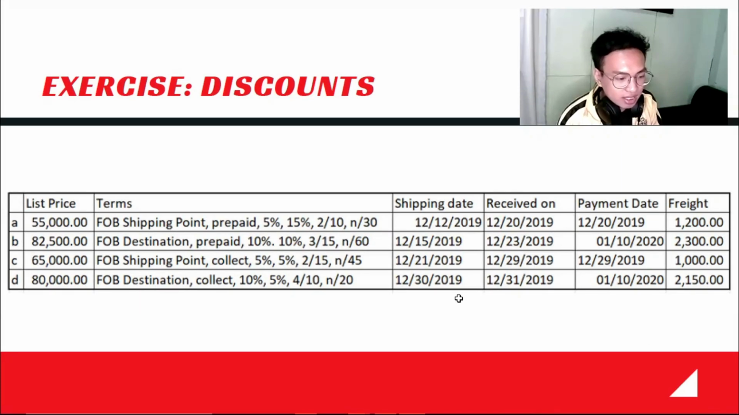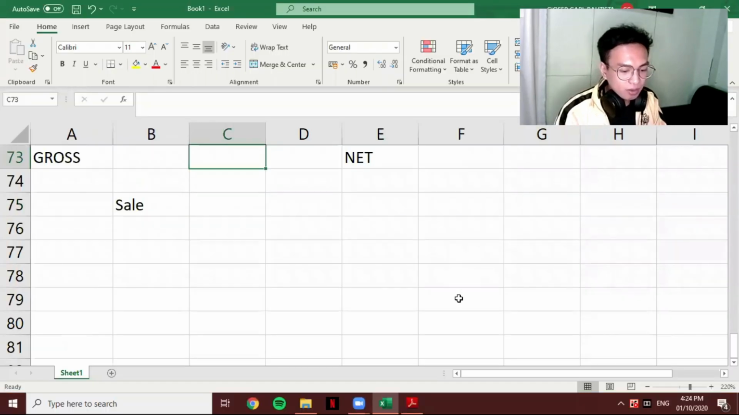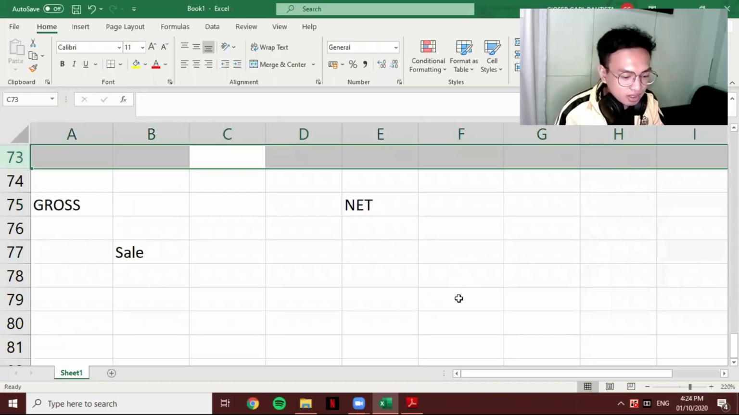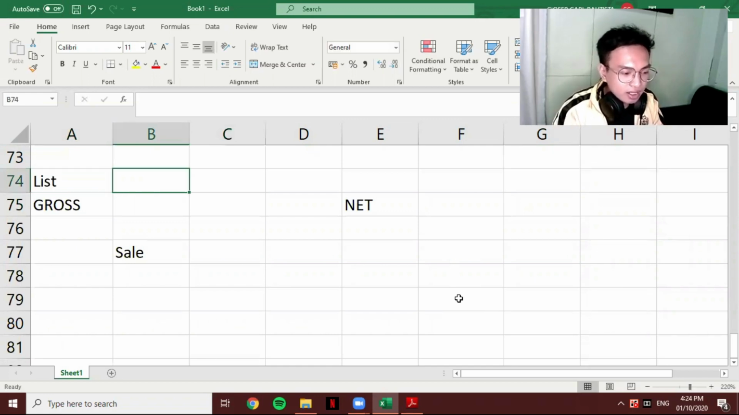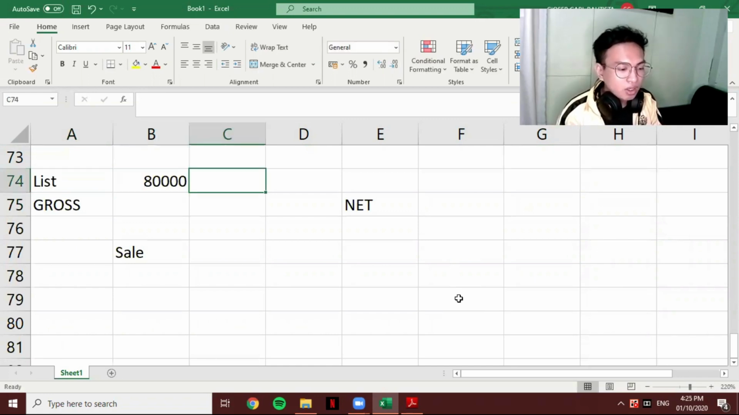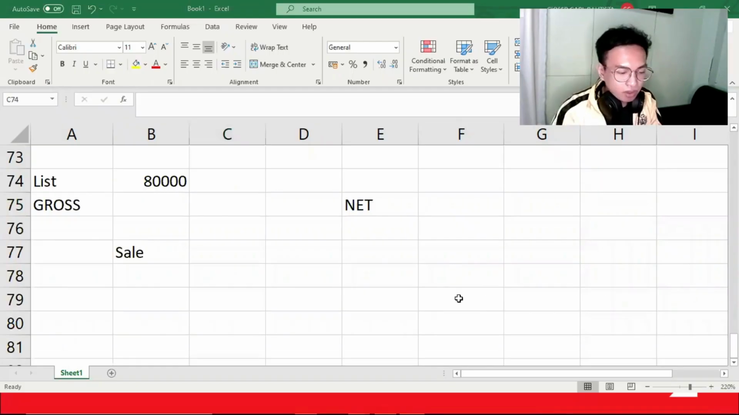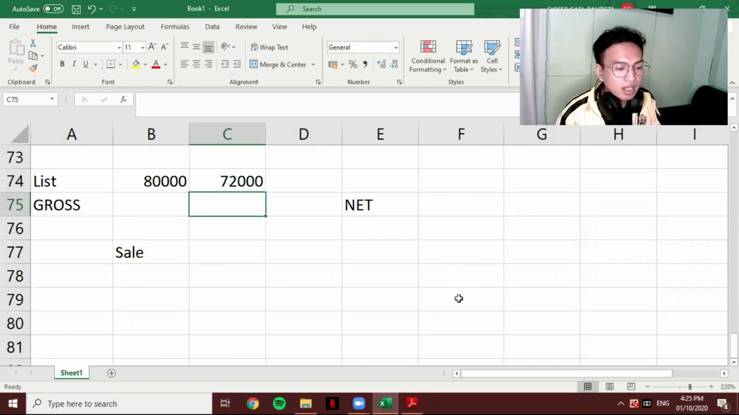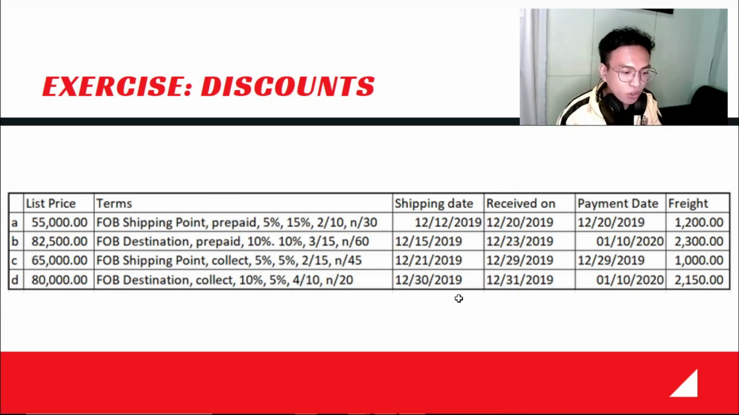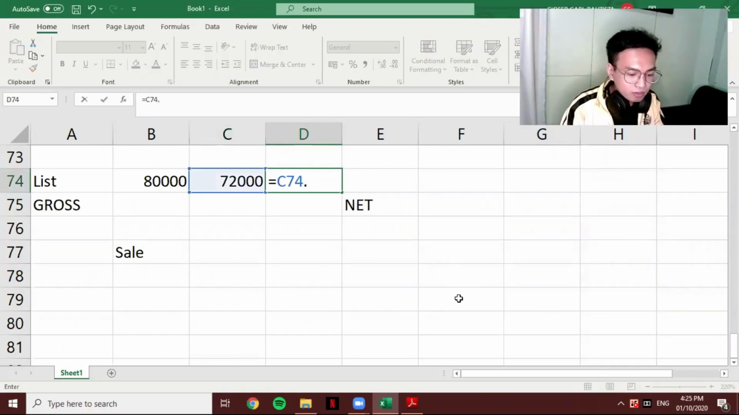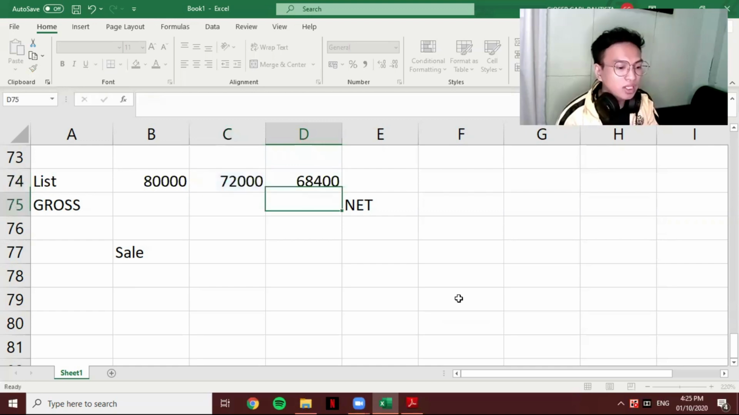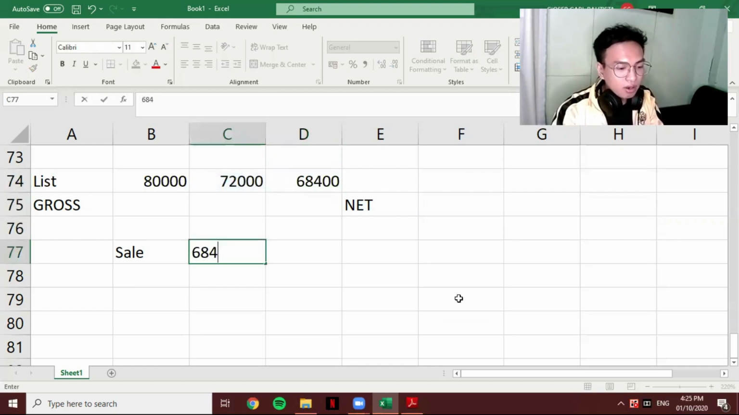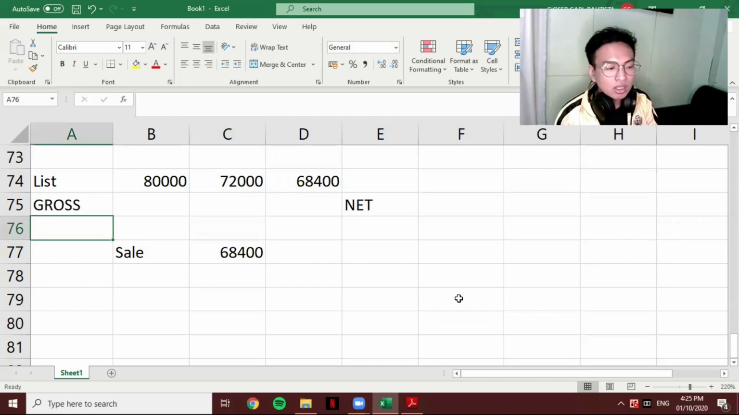Since this is sale, you have list price amounting to 80,000. Computin natin ang ating gross sale. List price natin ay 80,000. You are given 10 and 5. So, 0.9 dahil babawas natin yung 10%. And 5. So, times 0.95 na lang. Our sales ay 68,400 for the gross method.